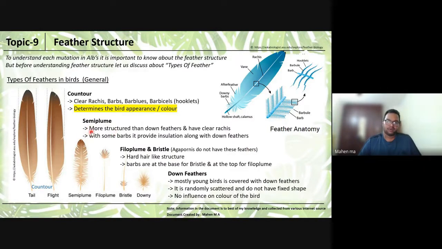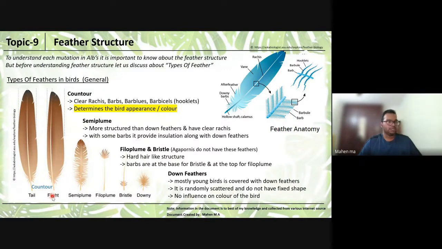This one is more structured when you compare it to the down feathers. It has a clear rachis, at least a visible rachis, when you compare it to the down feathers. Okay, and with some barbs, it provides insulation along with the down feathers. So the main function of this feather and the down feather is to provide insulation to the birds. Both these feathers will not determine the color of the bird.